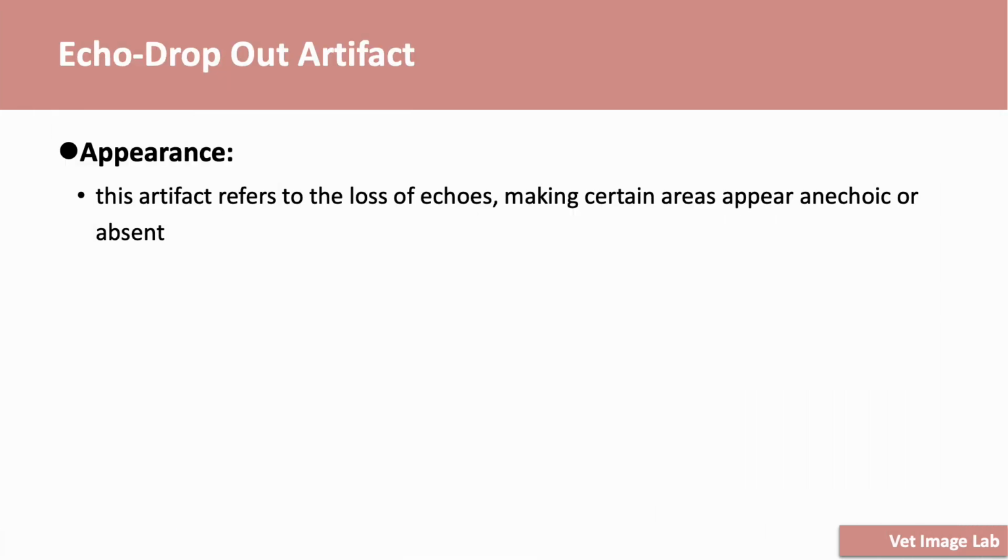Now, let's talk about echo dropout artifact. It's an important artifact, but simple to understand. As the name suggests, this artifact refers to the loss of echoes, making certain areas appear anechoic or absent.